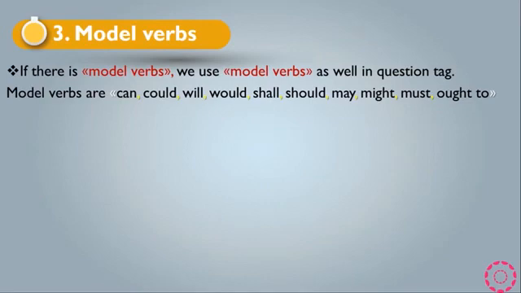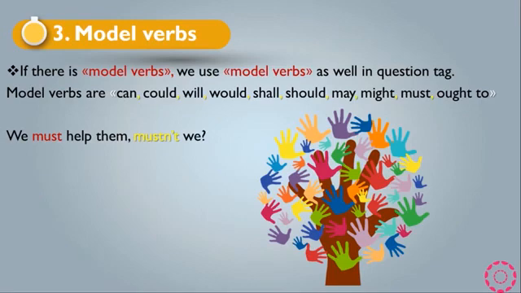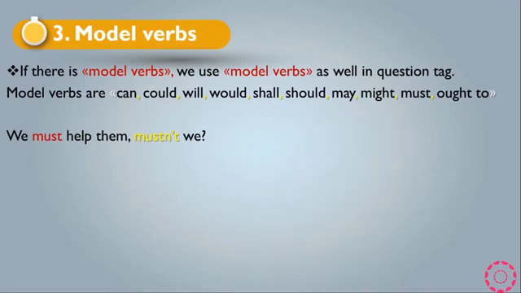The third type that we have is modal verbs. If there are modal verbs in the statement, we use the modal verb again in the question tag. The modal verbs are can, could, will, would, shall, should, might, must, or ought to. So whenever there are those modal verbs in the statement, we can use them in the question tag too. For example, we must help them, mustn't we? As you see, we have must, so we simply use it in the question tag.